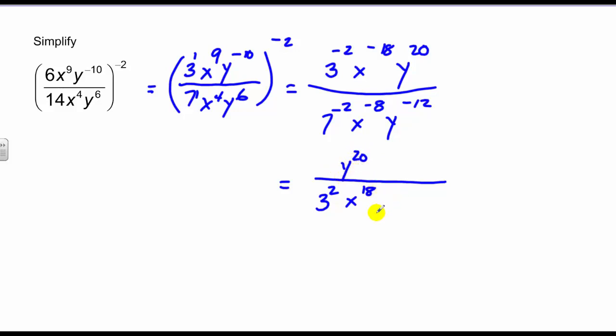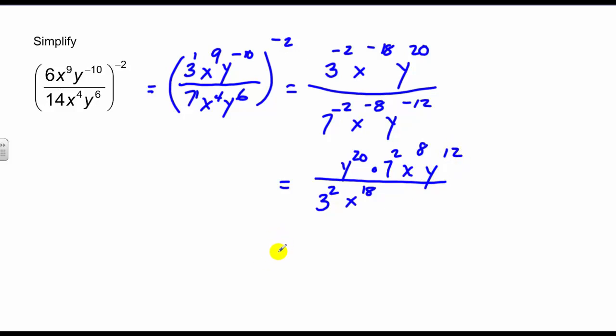Let's go down to the denominator. 7, since it's a negative exponent, is going to move to the numerator. Exponent's positive. X to the 8, negative exponent, moves to the numerator. Exponent becomes positive. Y, negative 12th, moves to the numerator, becomes positive exponent.